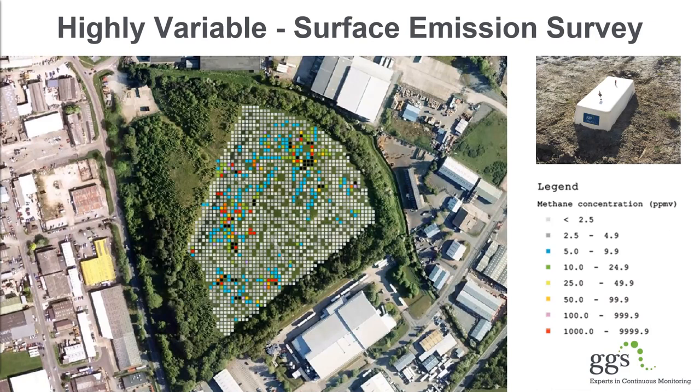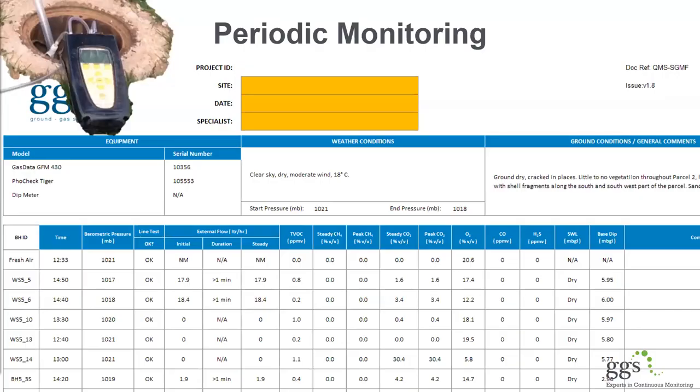But to add to that, not only have we got the spatial differences, we have temporal differences too. Every time we go out and do monitoring, and most people do periodic monitoring, you will find differences in each of those boreholes. Okay, so here we've just got some records, and if we just look at carbon dioxide results, we can see quite variable results across that one site. We do several of these to build up a better picture.